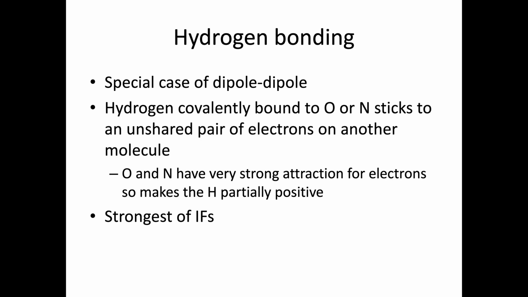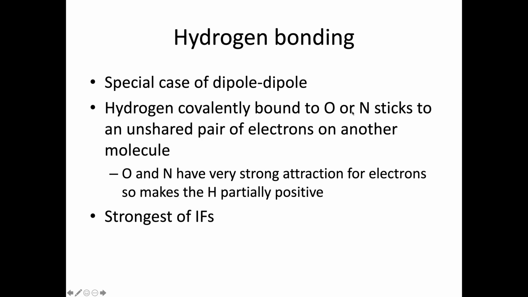All right, hydrogen bonding is a special case of a dipole. It has its own name because it's extremely common in nature. And very specifically, it's hydrogen covalently bound to oxygen or nitrogen. Frankly, you can include fluorine and chlorine, but we just don't see it that often. It's sticking to an unshared pair on another molecule. Remember, an unshared pair is a negatively charged spot, right?